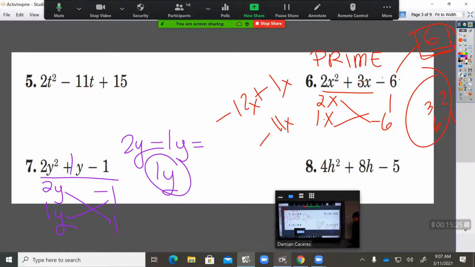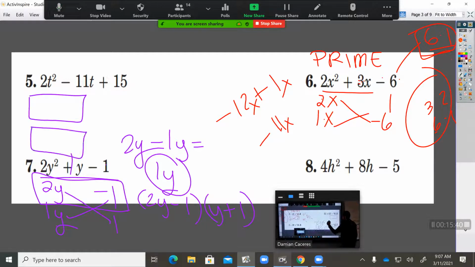Is positive 1y my middle term? Yes, it is. So my binomials are 2y minus 1, the top portion, and y plus 1 on the bottom here. So my two solutions, my x-intercepts, my roots, my zeros, all that means the same thing, are negative 1, and the one with the number touching the variable is a fraction. So change that sign, positive 1, divide by 2.